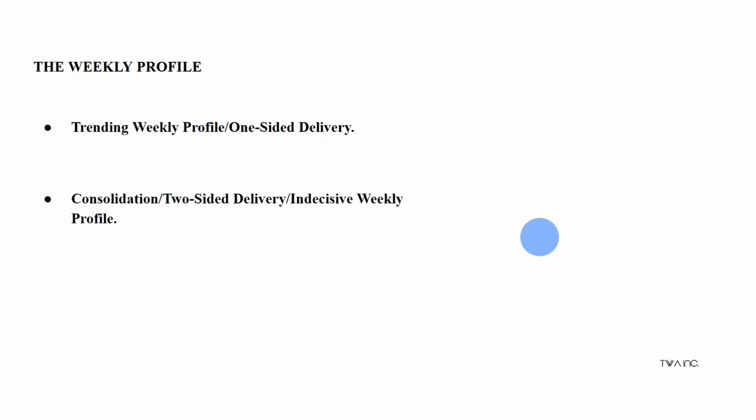So the next one is consolidation, two-sided delivery, indecisive weekly profile. Altogether they are basically two-sided delivery. For the first one, consolidation, it could be a small range, very small range. I mean, it's not expansive, and say prices were just stuck in between throughout that trading week. And consolidation could be influenced by a number of things.